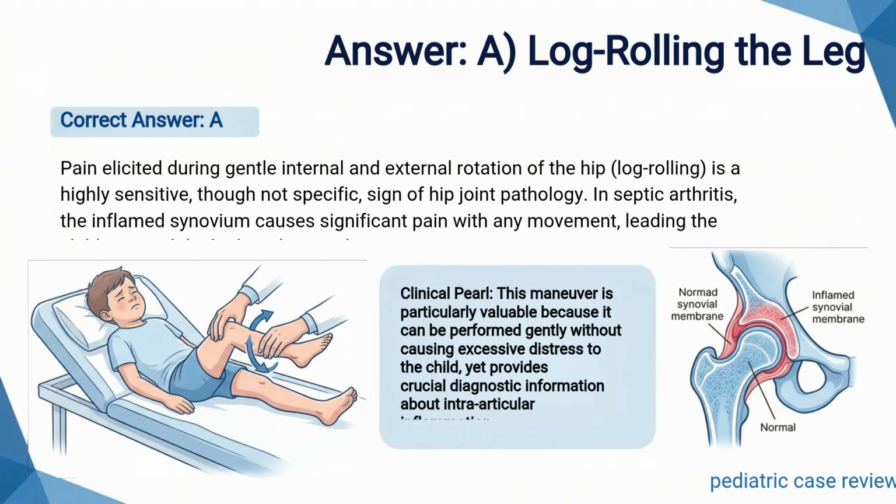A child who resists log rolling of the hip with guarding or pain must be evaluated urgently for septic arthritis, as the hip joint carries the highest risk of avascular necrosis if treatment is delayed.